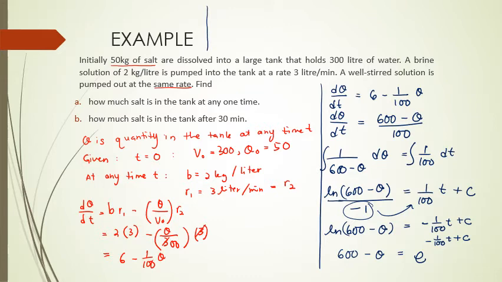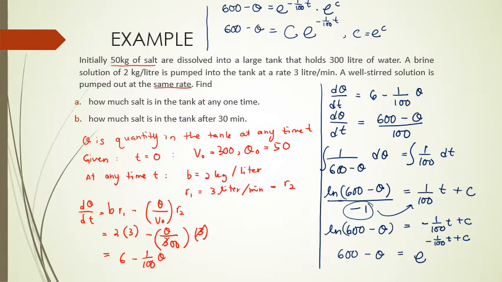Right, so saya nak cari q tu sama dengan apa. Right, so that we get 600 minus q equal to exponent negative 1 over 100 t, okay, times exponent c. Okay, so we can write as c exponent negative 1 over 100 t, where our c is equal to exponent c. Okay, so ni 600 tolak q.